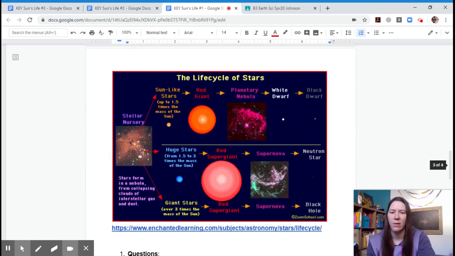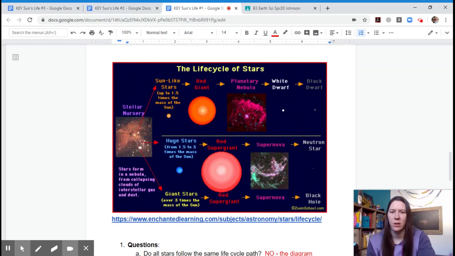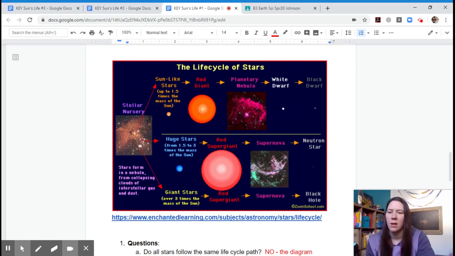I have a second diagram. I like this one. A bunch of students found this one to use. This one does not have protostar, but the stellar nursery or the nebula would then condense enough to start forming baby stars, the protostars, which are not yet fusing.